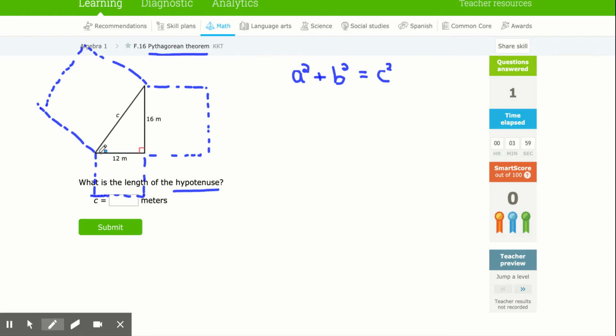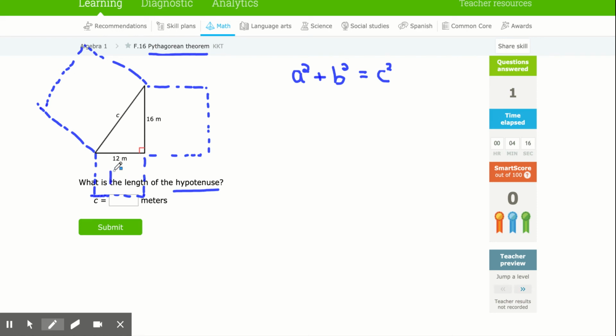And by the way, that's what these sides are called. The two sides that make this right angle are legs. The longest side, which is never one of the sides that forms the right angle, the longest side is always called the hypotenuse. So what you do is you say, what's the area of this small square here?